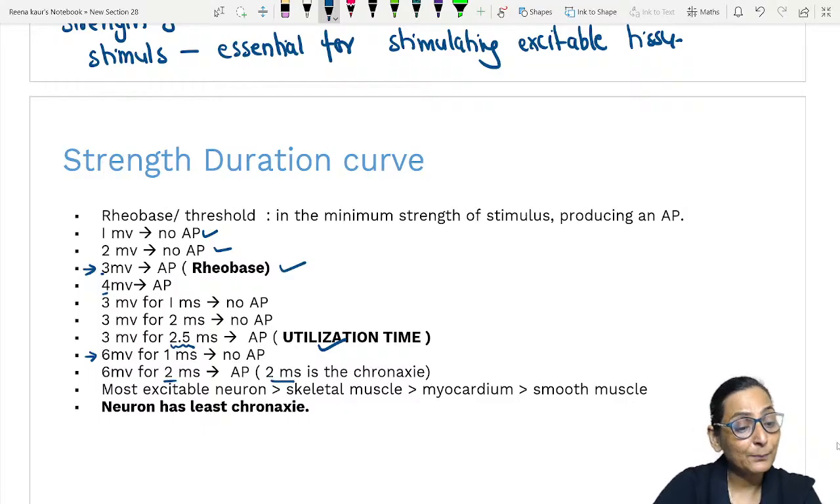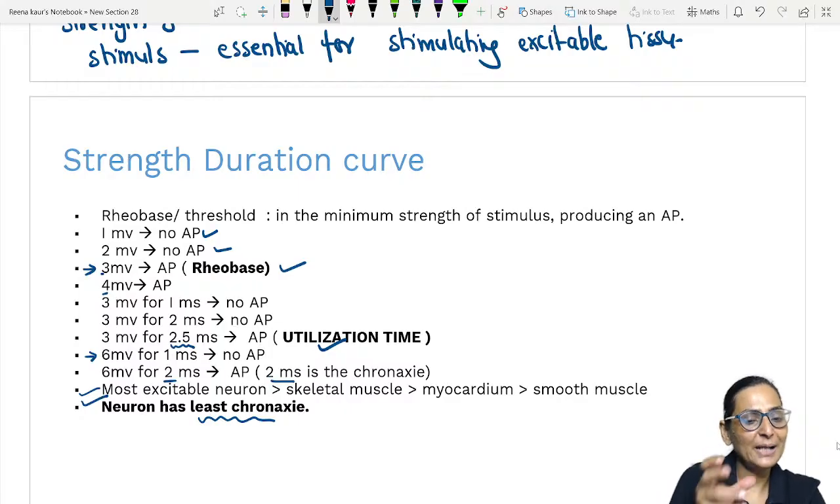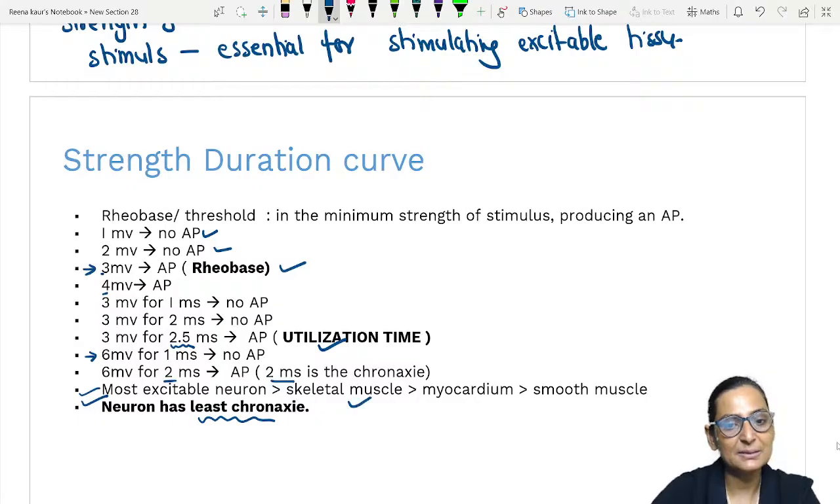So chronaxy tells you the time, right? Remember, if the neuron has got the least chronaxy, that means it is most excitable. So the neuron is the most excitable, followed by skeletal muscle, then your heart, and then your smooth muscle.